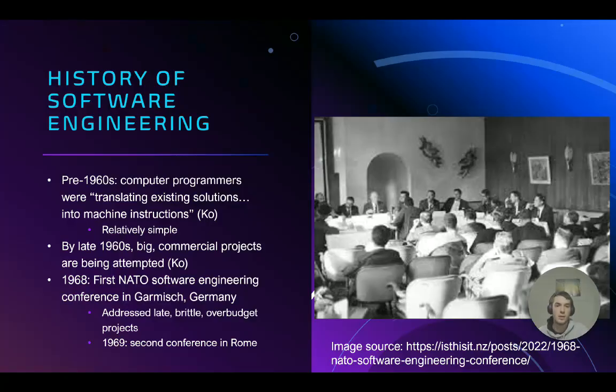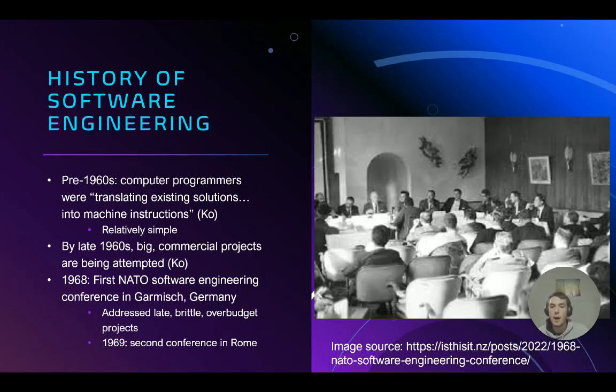We'll take a brief look at the history of software engineering. About the 1960s, computer programmers aren't undertaking vastly complex projects. As a society, we're beginning to understand how computers work and how we can use them. And so what's going on is that programmers at this time were translating existing solutions into machine instructions. An example that Coe gives is the quadratic formula. We already know how that works, and so to translate that into machine instructions is a relatively simple task. It might take one or two people, but it's not going to have the complexity of modern software engineering.